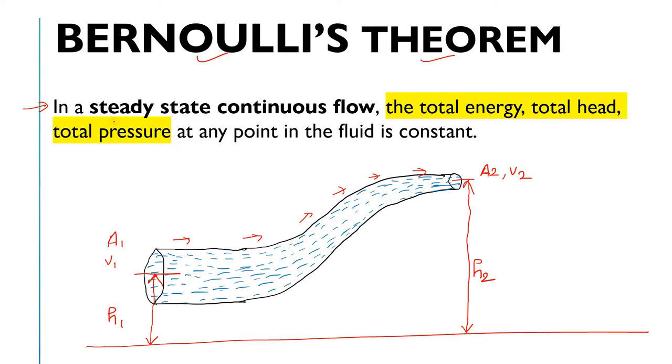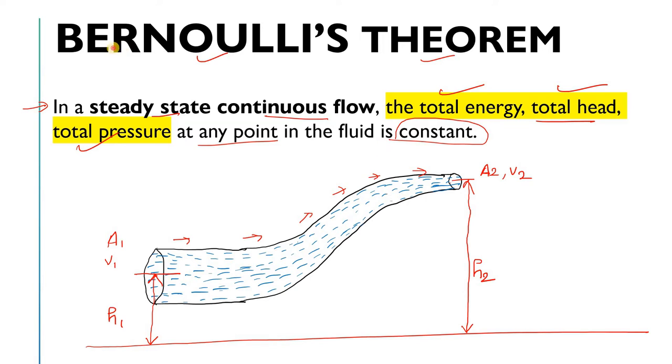The definition says that in a steady state, continuous flow in a pipeline, the total energy, total head or total pressure, means you can define Bernoulli's theorem with respect to total energy, total head or total pressure. It depends on you. So in a steady state continuous flow, the total energy, total head or total pressure at any point in a fluid is constant. This term is very important.